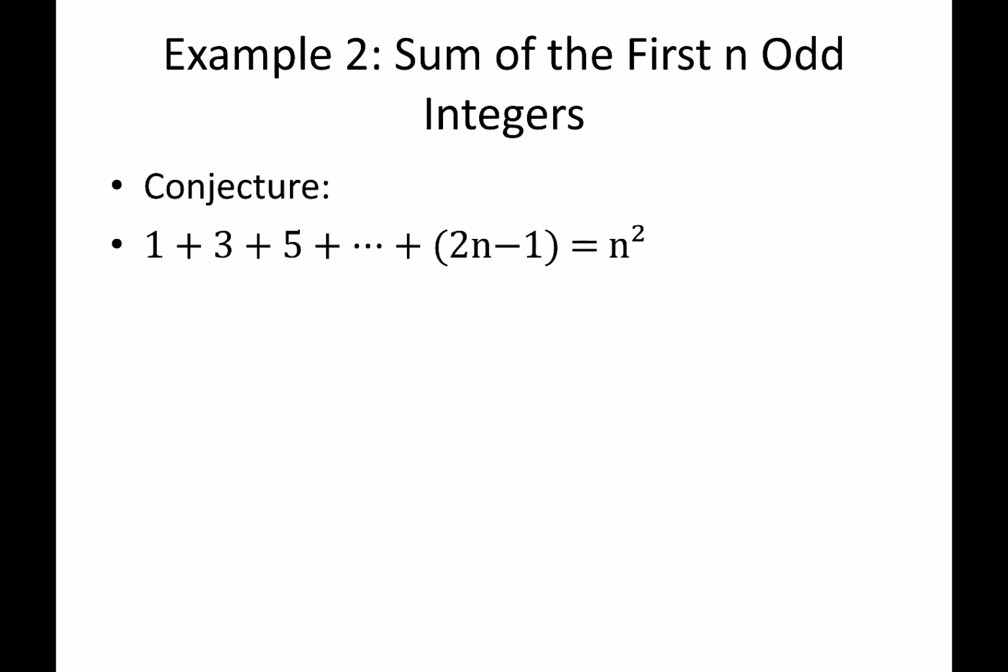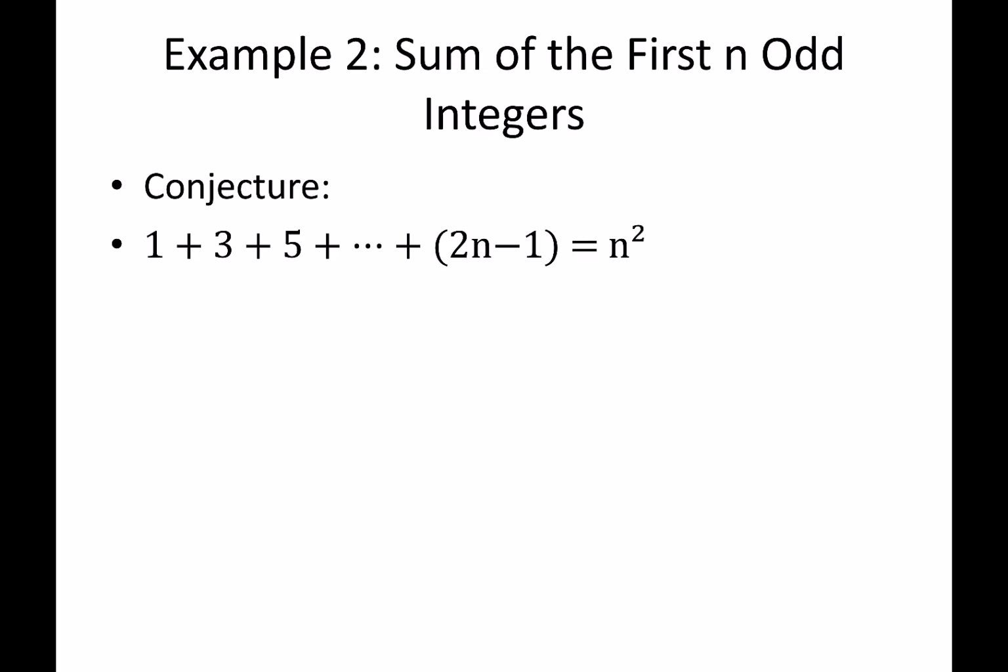Let's try that in another example. This time we're looking at the sum of the first n odd integers, and we're given this conjecture, 1 plus 3 plus 5 up to 2n minus 1 is equal to n squared. So here we're looking at a pattern.